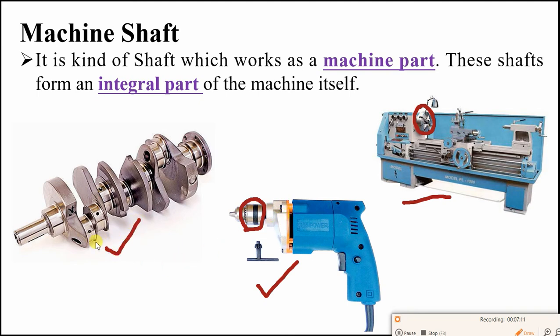The third example shown here is the crankshaft. It is a part of the machine itself, that is the IC engine. So it is called a machine shaft. These are three examples of machine shaft.